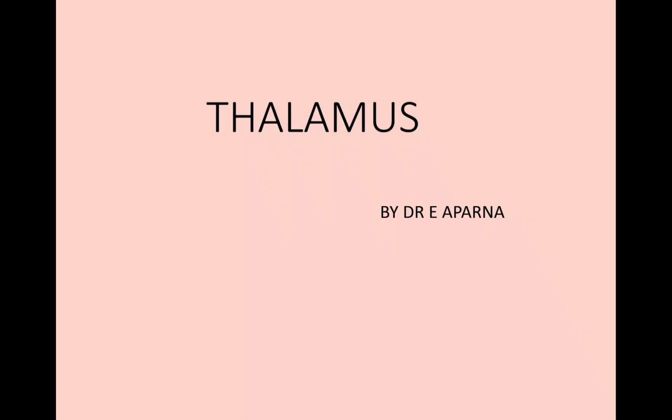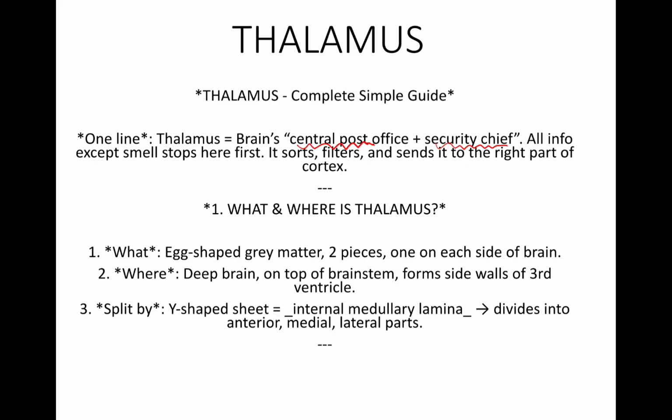Today's topic is thalamus. So, thalamus. Thalamus is the brain's central post office with a security chief. It is nothing but a central post office and a security chief. All information except smell stops here first and then it is sorted, filtered and sent to the right part of the cortex. This is what thalamus is.